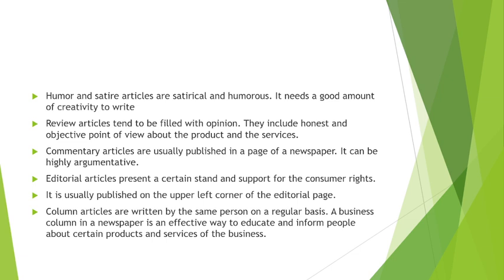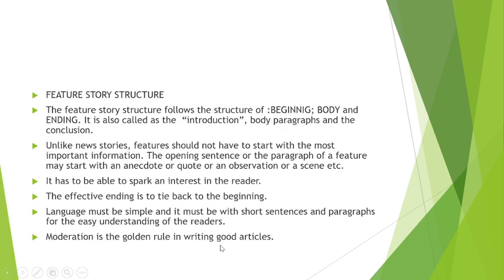And the last type of division of the article is column articles. They are written by the same person on a regular basis. A business column in a newspaper is an effective way to educate and inform people about certain products and services of the business. This is how the various types of articles are divided.